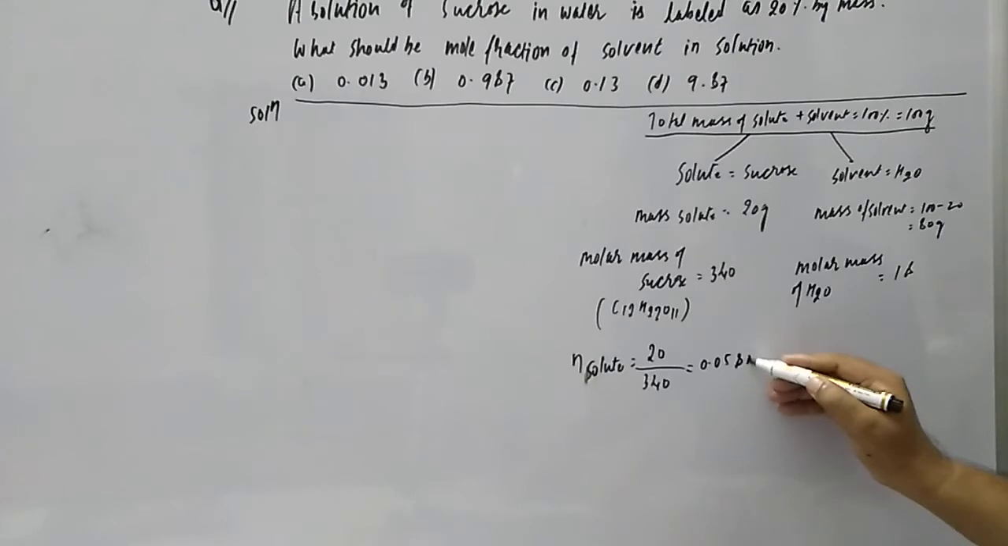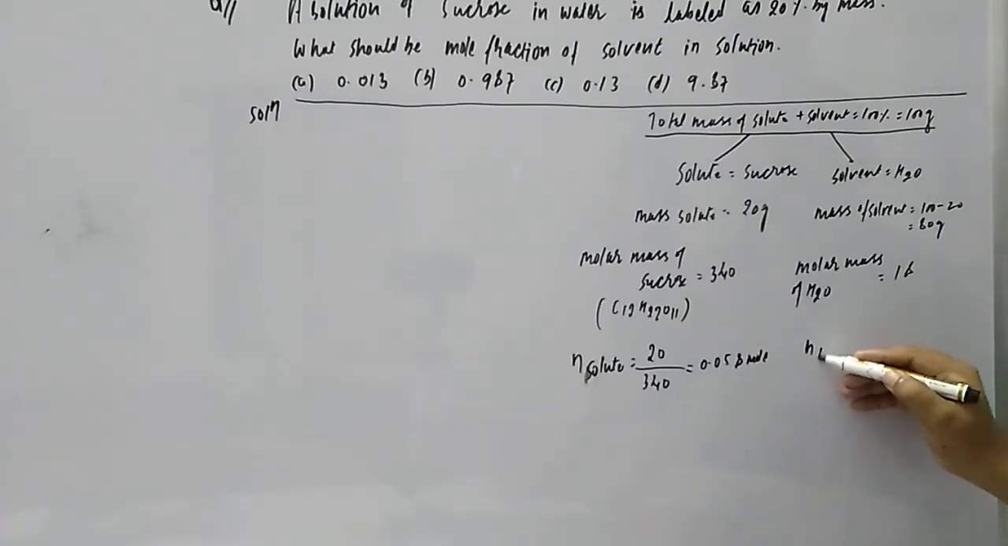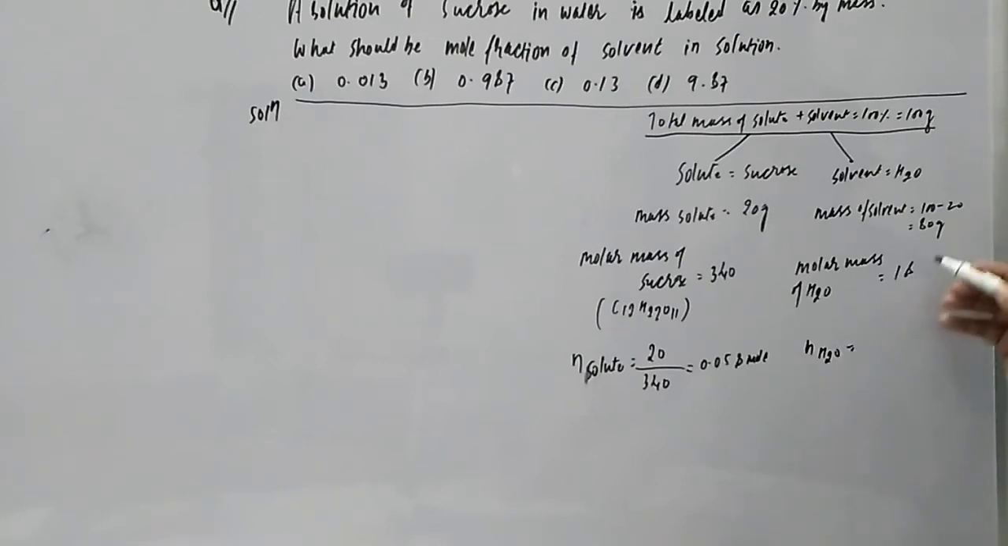0.058 mole, this many moles you are getting. That is the moles of H2O, n(H2O), if you want to calculate. So the given mass is how much, student? The given mass is 80 gram and the molar mass is 18. If you check 80 by 18, it is coming 4.44, right? So that is the number of moles you got.